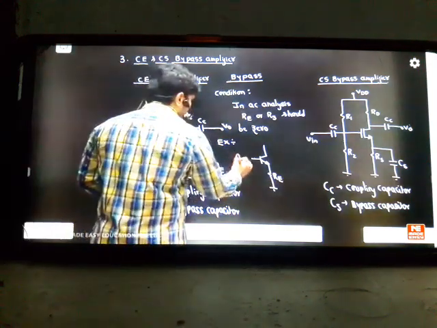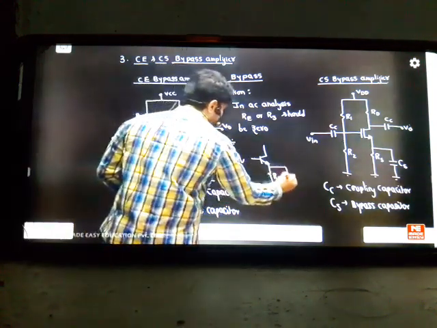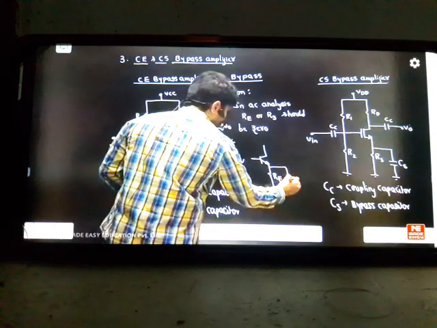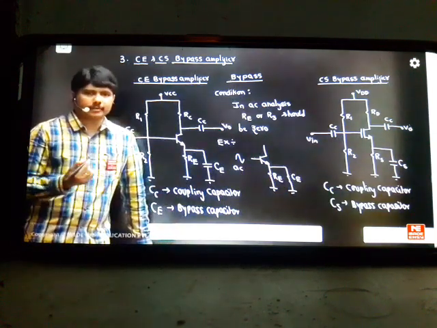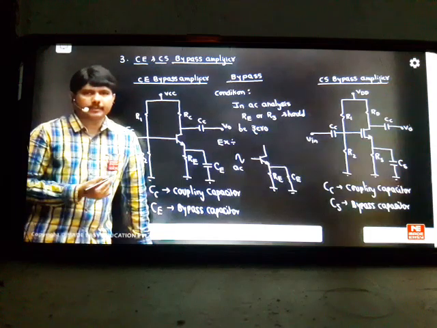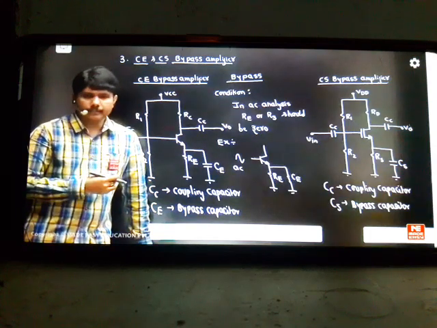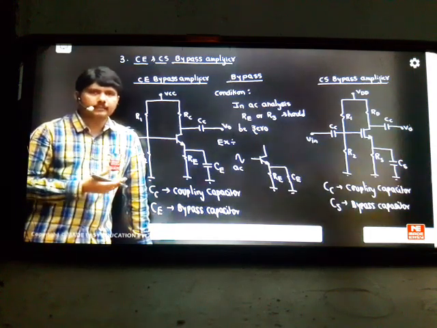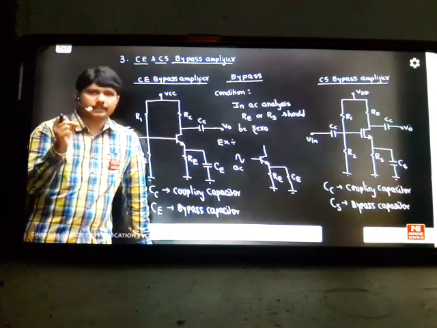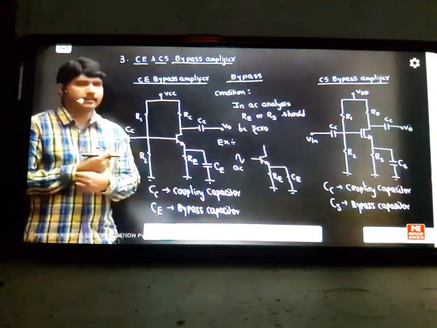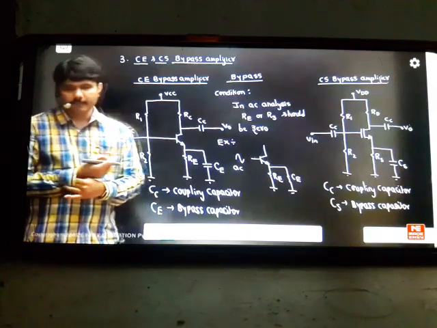Whenever you are talking about only AC analysis, can I say that the capacitor CE will become a short circuit? You know that in AC analysis, all the capacitors are assumed to be short circuits, but in DC analysis they work as open circuits. In my first classes, when I was teaching peak detectors, I gave some properties of capacitors. Capacitors work as a short circuit for AC analysis and as an open circuit for DC analysis. That means this capacitor CE will become a short circuit whenever you talk about AC analysis.